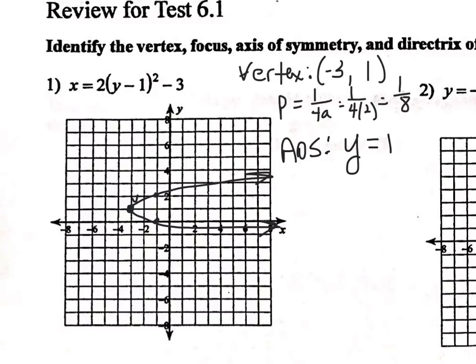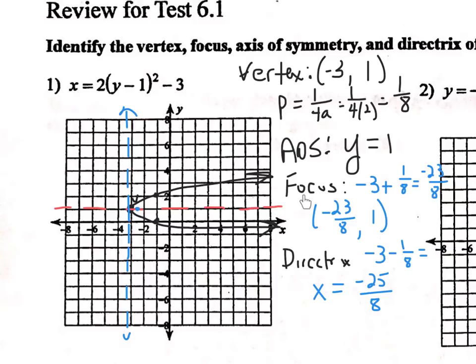Okay, so we know our axis of symmetry. Now we know that that is right here at y equals 1. And we know that our directrix and our focus also lie on the axis of symmetry 1/8 units away from the vertex value for x. So if I look at my vertex value for x, it's -3. So I need to add and subtract 1/8 from -3 to get my values for my focus and my directrix.